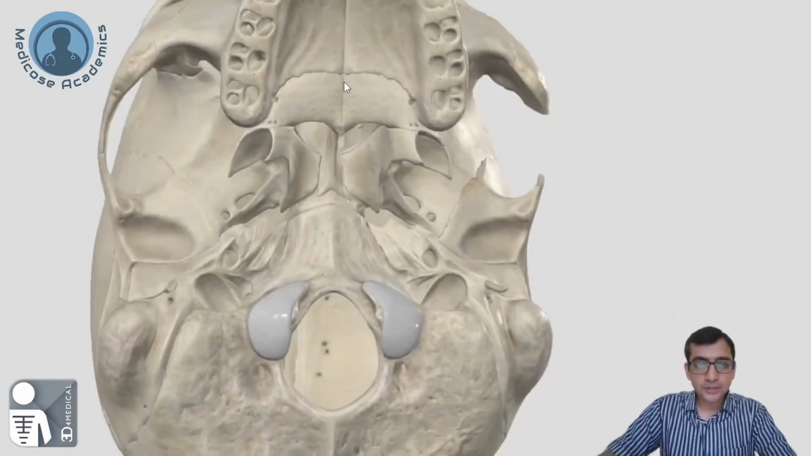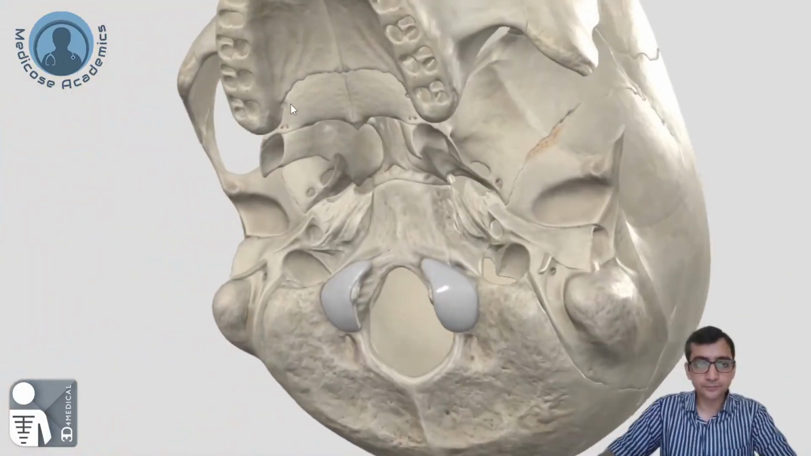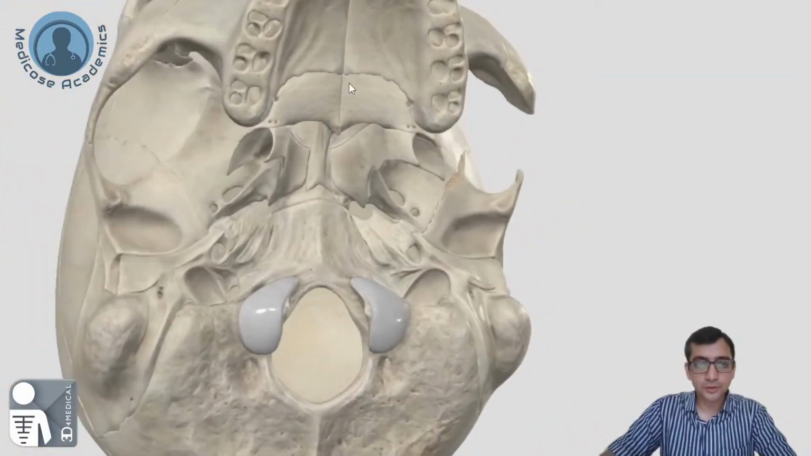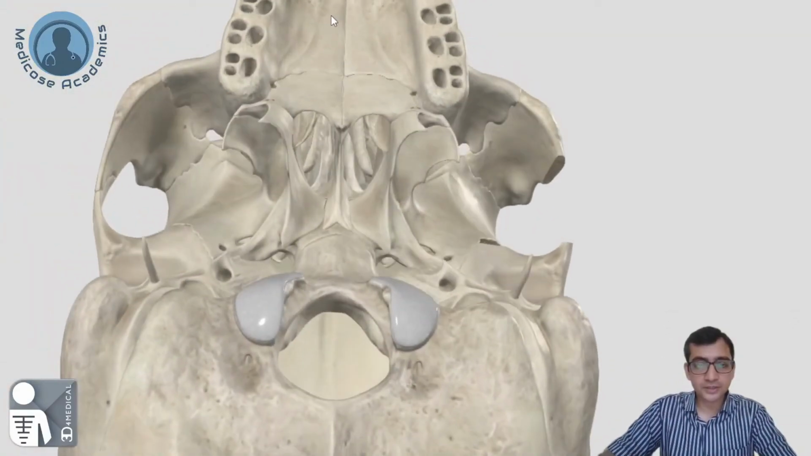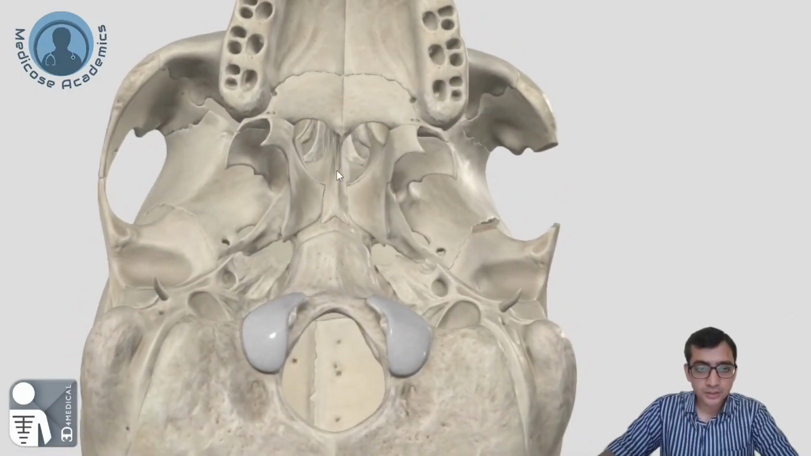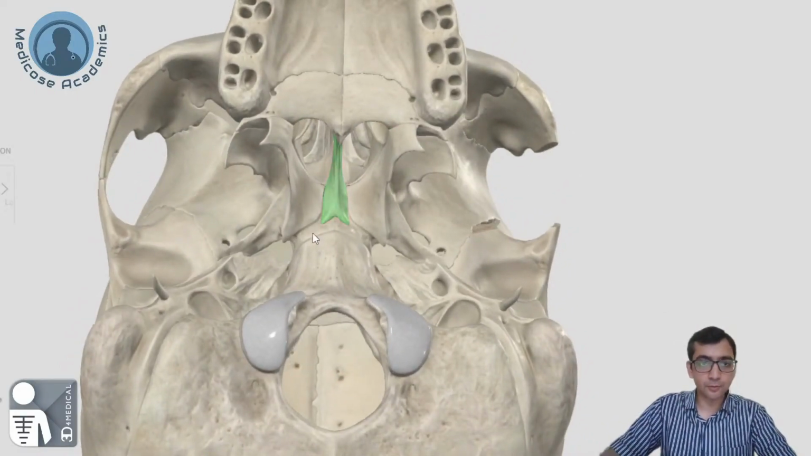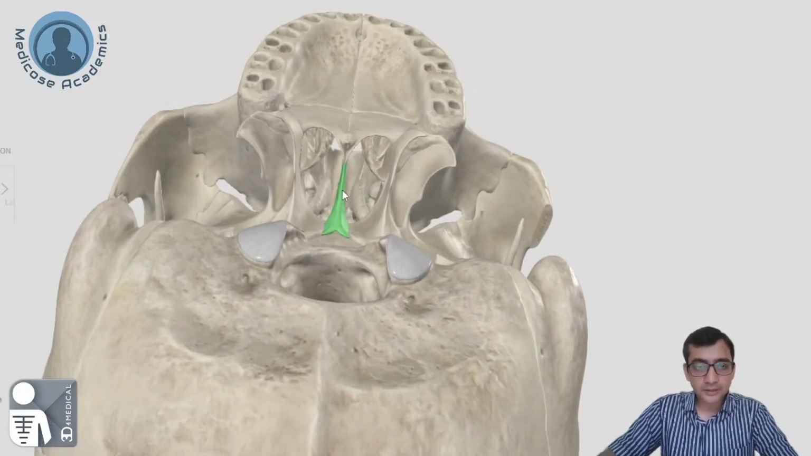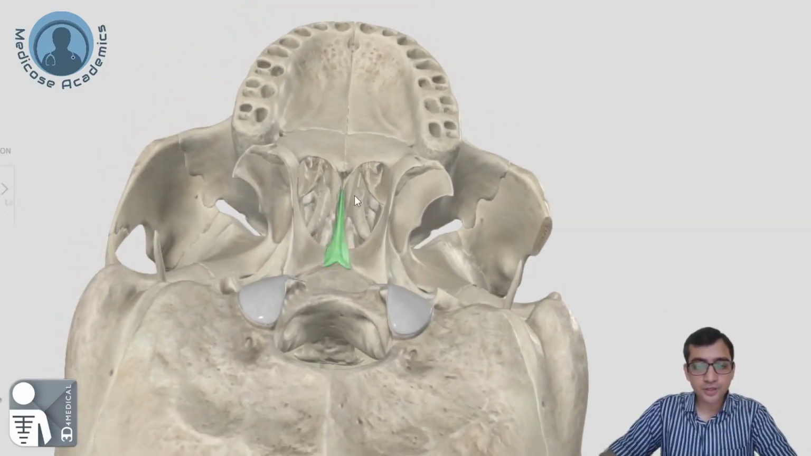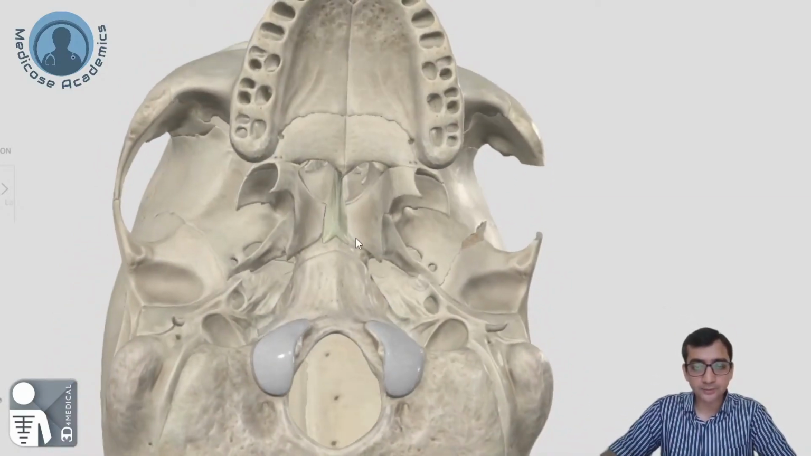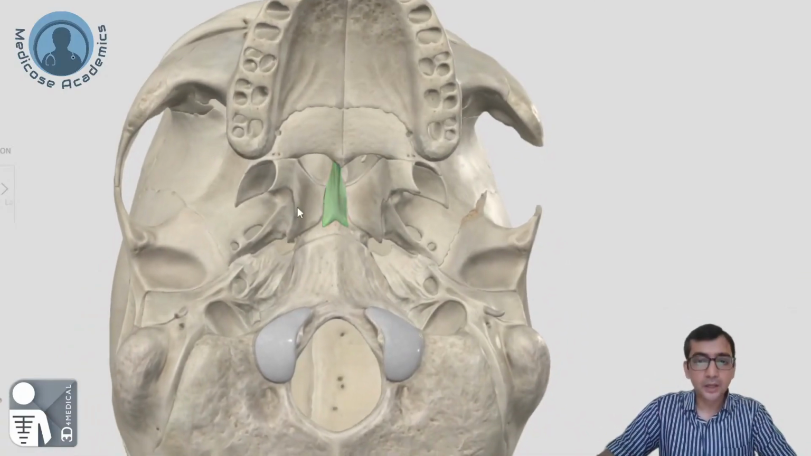Okay, here you can see the posterior nasal septum. So this is the nasal cavity. We're seeing it upside down, so it may be a little confusing. So this is the nasal cavity, vomer bone. If we were looking at this almost from the posterior aspect, we don't see the perpendicular plate of the ethmoid bone, we see only the vomer bone.